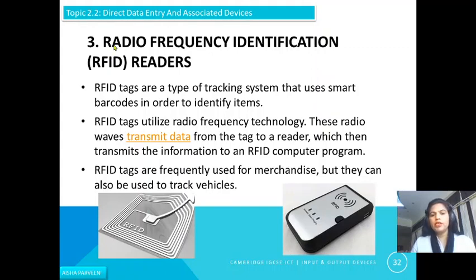Third device is radio frequency identification, or RFID readers. RFID tags are used in tracking systems that use smart barcodes in order to identify items. RFID tags utilize radio frequency technology. These radio waves transmit data from the tag to the reader, which then transmits the information to an RFID computer program. RFID tags are frequently used for merchandise, but they can also be used to track vehicles.